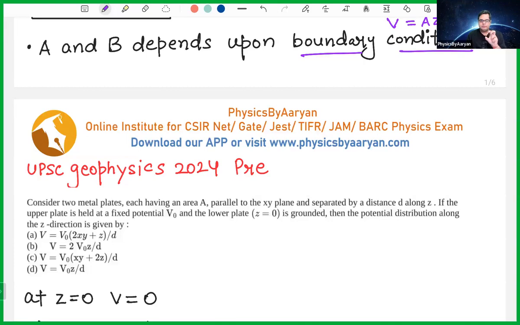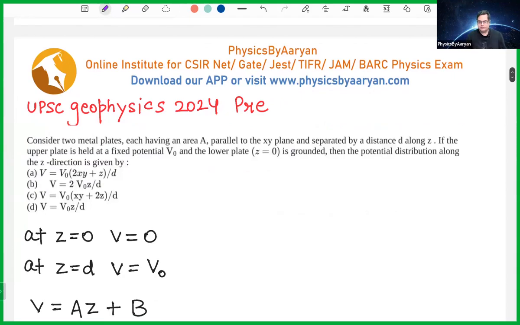So here now we have a UPSC Geophysics Prelims question, which was very recently asked in 2024. And let's see whether, with whatever we learned in the last 5 minutes, we can solve this problem. They say consider two metal plates, each having an area A. They are parallel to the XY plane. So our plates are in the XY plane and they are separated by a distance d along the z axis.